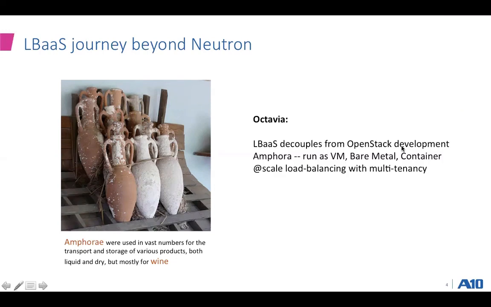So with Octavia, the LBaaS is decoupled from the OpenStack development. This is important, both from development as well as from deployment point of view. And the amphora can run as a virtual machine, as bare metal, or as a container. So this enables different types of application workloads, and depending on your use case, you can run the LBaaS either as a VM, bare metal, or as container. And it truly enables at-scale load balancing with multi-tenancy, which is required in today's application workload.